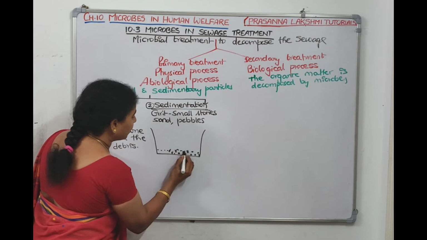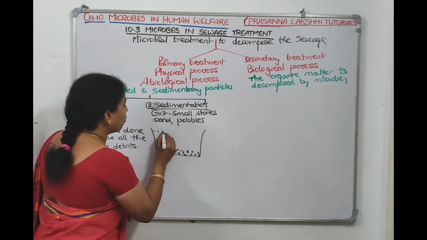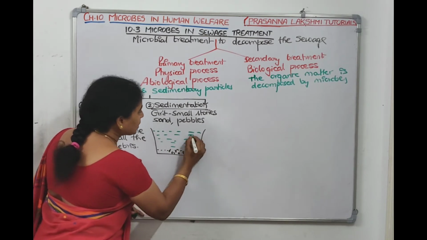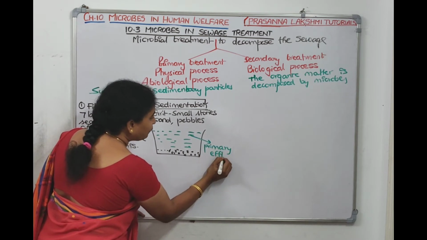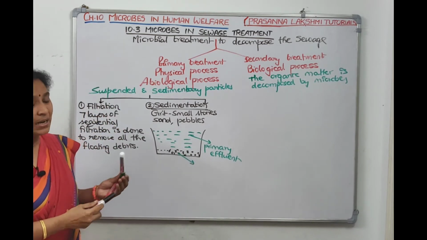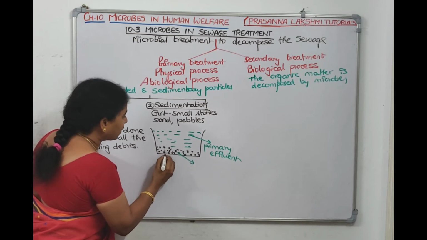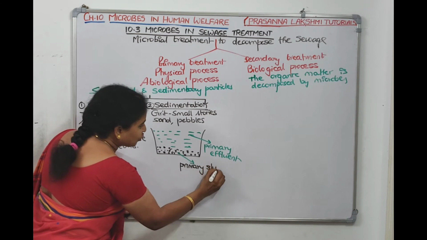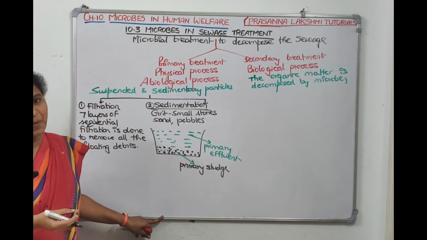And then the liquid which goes on the top, what is this liquid called? This liquid is called primary effluent, whereas this bottom settled sedimented mass is called primary sludge, which includes stones, pebbles, sand and all the sedimented particles.